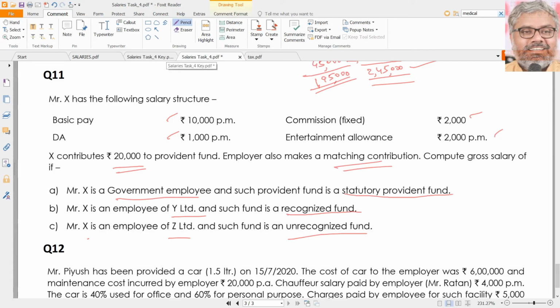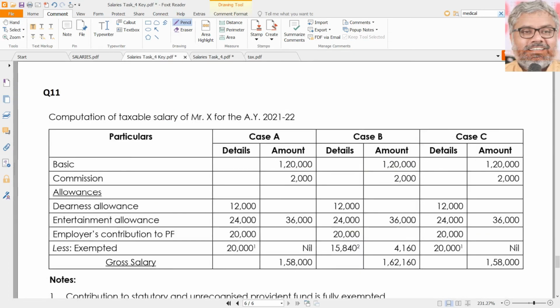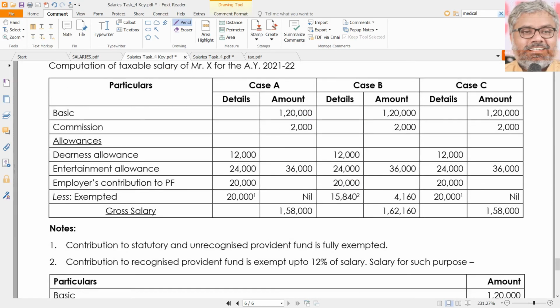Simple calculations. First of all, basic, DA, commission, entertainment allowance, all of them should be included because those are common for all the cases. There is not going to be any difference. So 1,20,000, commission taxable, entertainment allowance, okay, that is taxable.